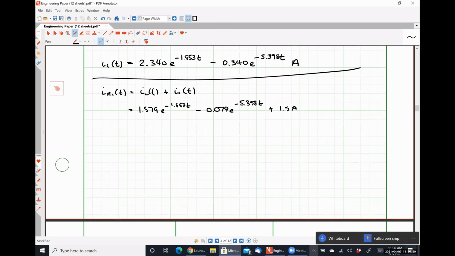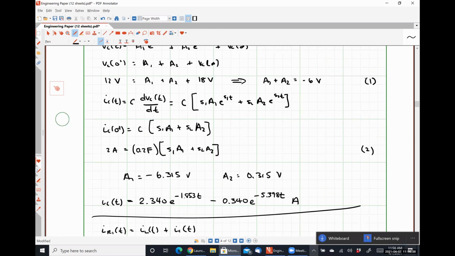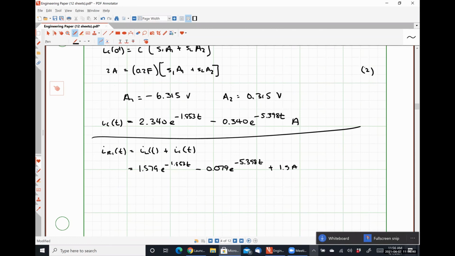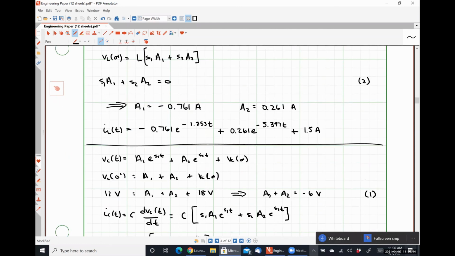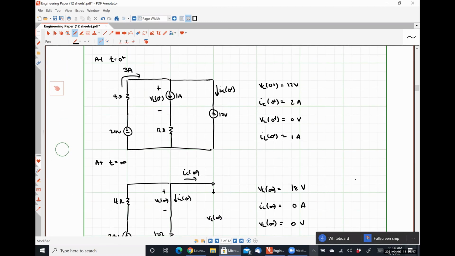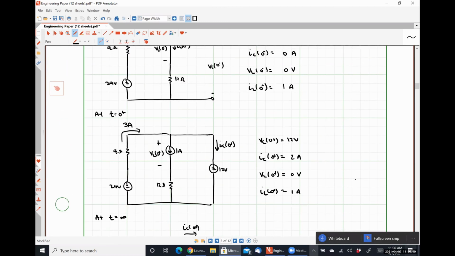One simple and quick way we could check this: at t equal to 0, this resistor current should be equal to 3, right? So t is equal to 0 plus. Yeah, it should be equal to 3: 1.5 minus 0.079 plus 1.5. So it should be equal to 3. You're absolutely correct, and that is exactly what we got. So everything on that end checks out.